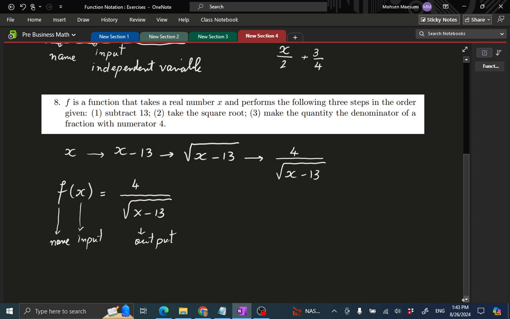So the name of this process we went through, all of this thing that we went through, we are giving that process a name. We call it any letter you wish. f, for example. f indicates that.